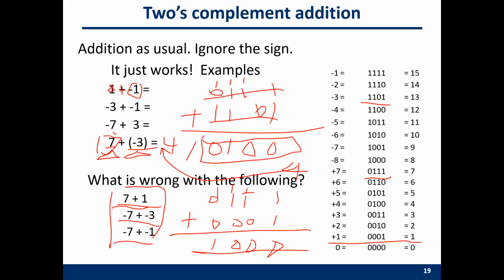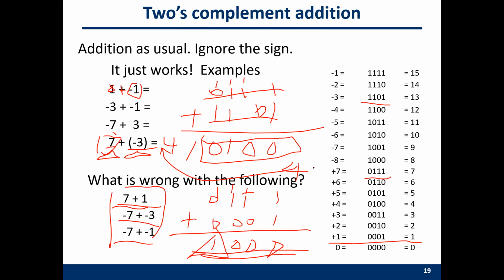The result is a 1 and 3 zeros. This number is weird. Why? Because the signed bit is a 0. The signed bit is 1, I'm sorry. But we just add 2 positive numbers. The sum of 2 positive numbers cannot be a negative number. Apparently, this one is incorrect.